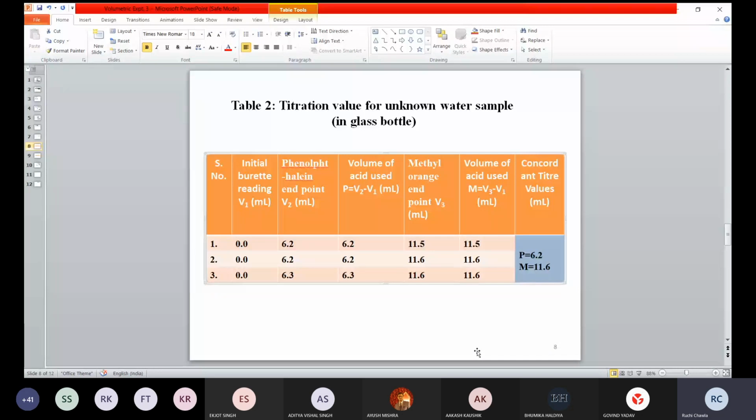Which type is it? Hydroxide and carbonate. Yes, it is hydroxide and carbonate. Please note down the complete table.